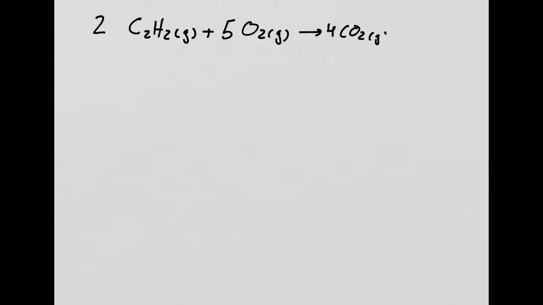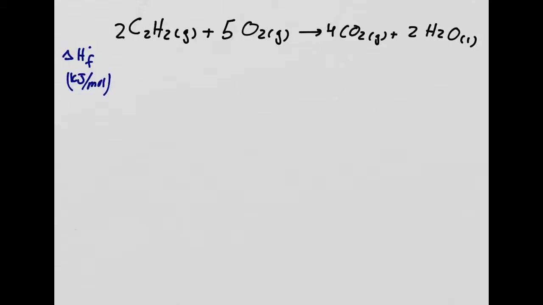Now, let's do a practice problem to make sure everyone is on the same page. Let's say I have 2 C2H2 gas plus 5 O2 gas goes to 4 carbon dioxide gas plus 2 H2O. This is liquid. This is a combustion reaction, right? I'm going to give you the delta H of formation for each compound in kilojoules per mole.